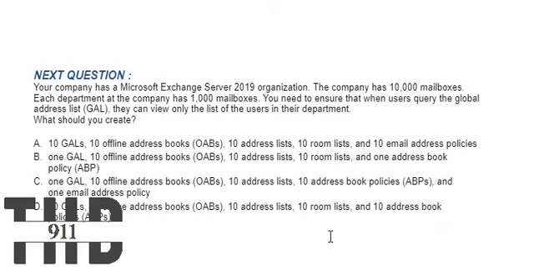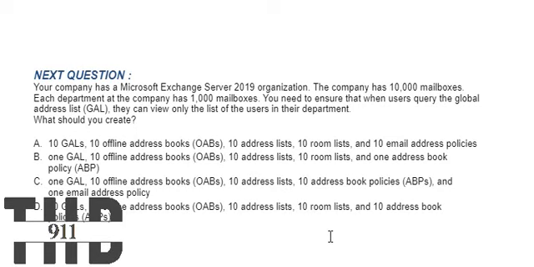Next one. Your company has a Microsoft Exchange Server 2019 organization. The company has 10,000 mailboxes. Each department of the company has 1,000 mailboxes. You need to ensure that when users query the global address list, they can view only the list of users in their department. What should you create?